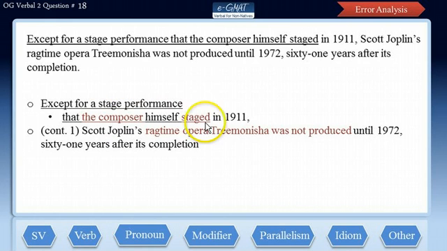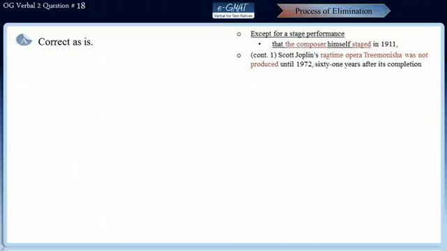Well, we do not have any pronoun in the underlined portion. That clause clearly modifies a stage performance, so we do not have any modifier error here. There is no parallelism in this sentence. This expression except for clearly says that Joplin staged only one performance in 1911. So there is no ambiguity in what except for is trying to say. So this sentence has no errors. Let us still run the POE and review the other answer choices.